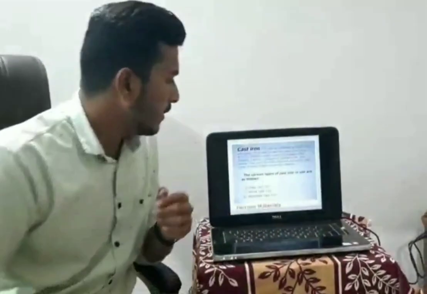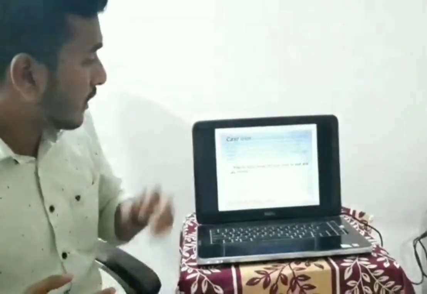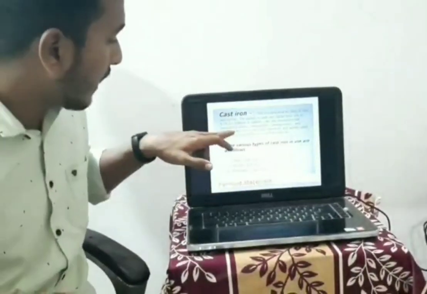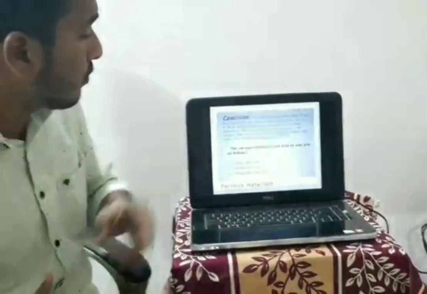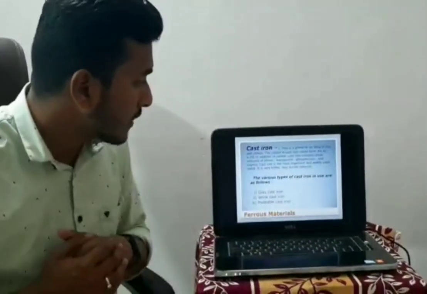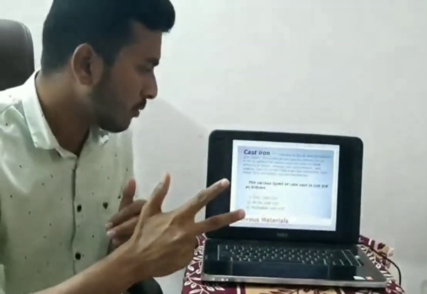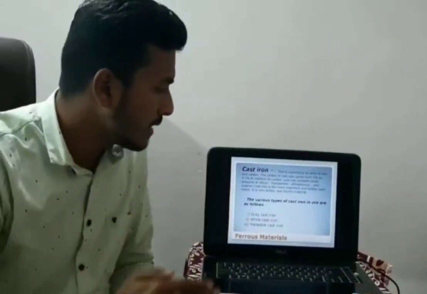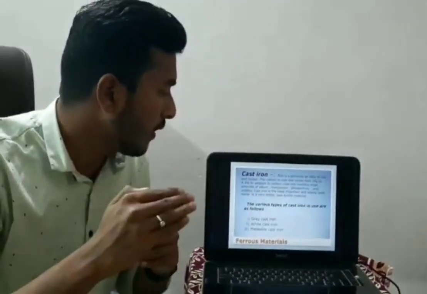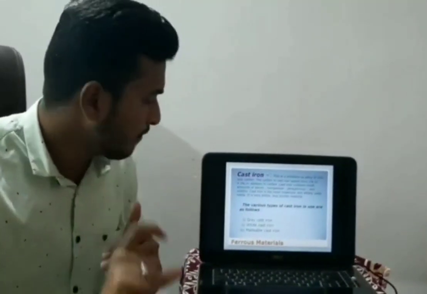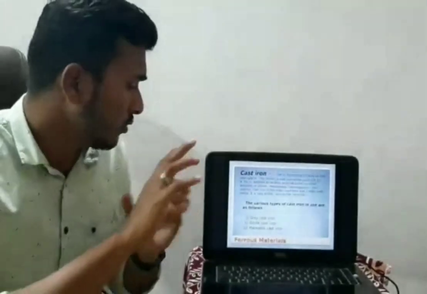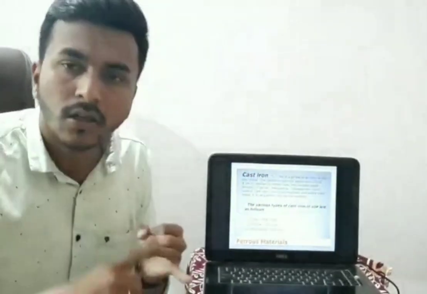Next we see cast iron. What is cast iron? Cast iron is a primary alloy of iron and carbon. The carbon content in cast iron varies from 2 to 4.3%. Cast iron contains small amounts of silicon, manganese, phosphorus and sulfur. Cast iron is the most important and widely used metal. It is very brittle and less ductile. The various types of cast iron used are grey cast iron, white cast iron, and malleable cast iron.